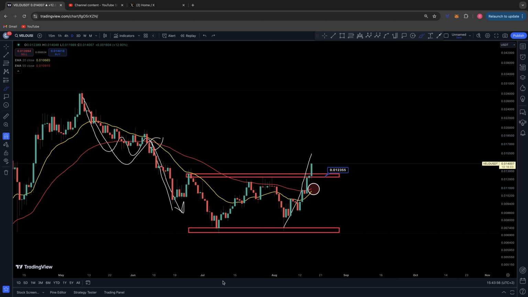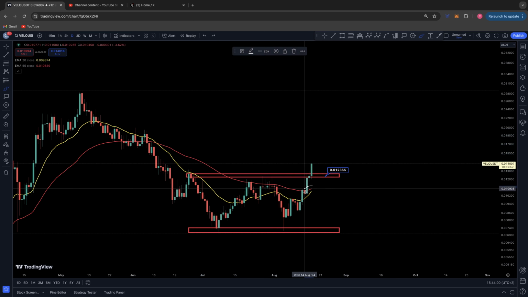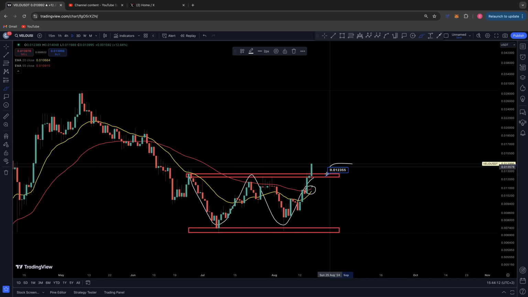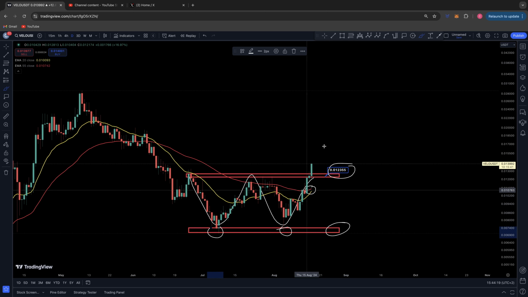So what we need to see right now, what I think is happening, is we are forming this bullish cross right here between the EMAs. We're in some sort of double bottom pattern underneath this level of resistance at 0.012, between 0.012 as resistance and 0.007, which is our local lows as support. We've come in this double bottom range. We're breaking out right now with strength.